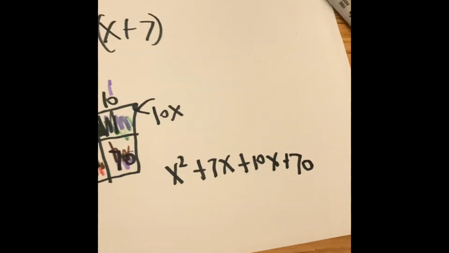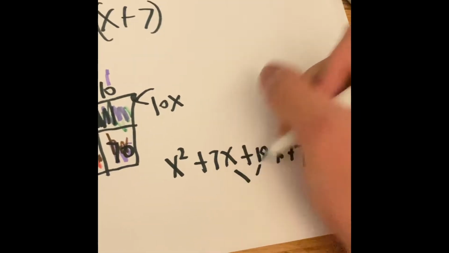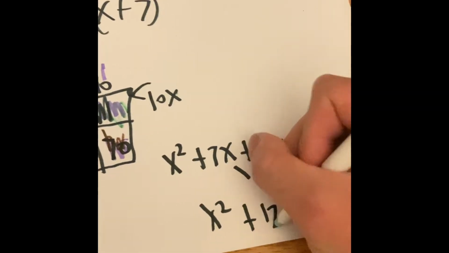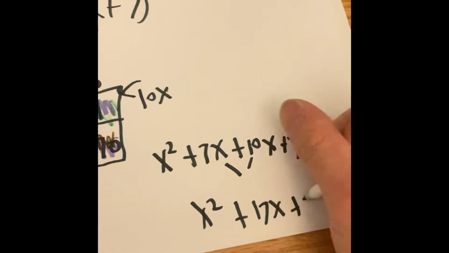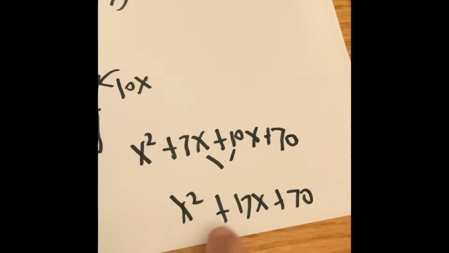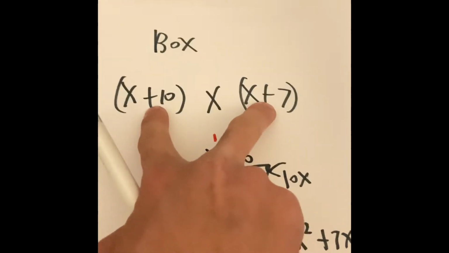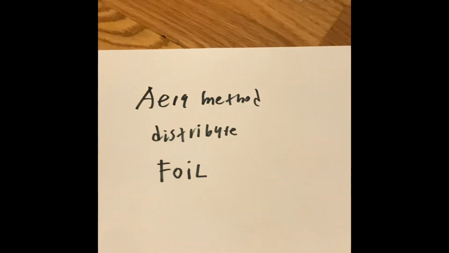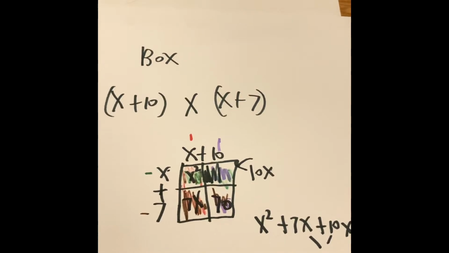And when we do that, we have to combine like terms: x squared plus 17x plus 70. So that is going to be our new expression when we multiply the two. So the box strategy or the area method is definitely going to work, and is very helpful if you are a visual person.